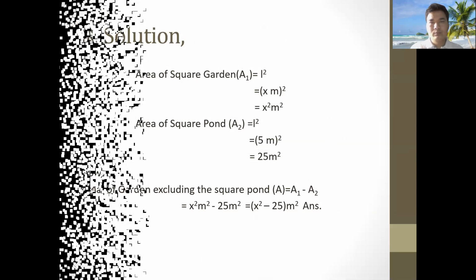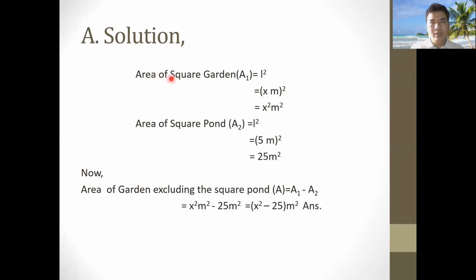See here, it's solved here. Area of square garden A1, suppose L square. You can suppose any other alphabet also, but for easiness, A for area will be easy. X meter whole square, and if you open this bracket, x square meter square. After the square garden, find the square pond, suppose A2, L square, that's 5 meter whole square, 5 squared is 25 meter square.